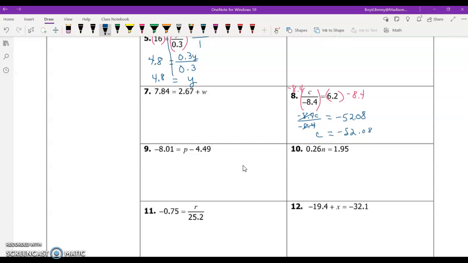Now, if they ask me to round this off to the tenths place, I'm rounding this digit, so I'm looking at this digit. If it's 5 or above, I'm going to add 1 to that. If it's 4 or less, I'm going to leave it alone. So this would actually round off to negative 52.1 if I'm asked to round to the tenths place. If I'm not asked to round to the tenths place, I'm going to put the whole answer down.